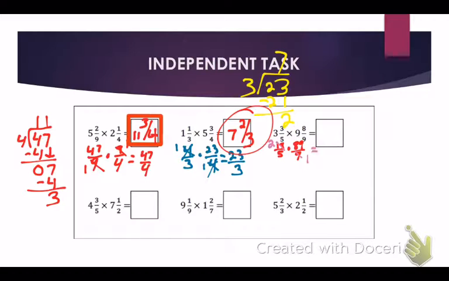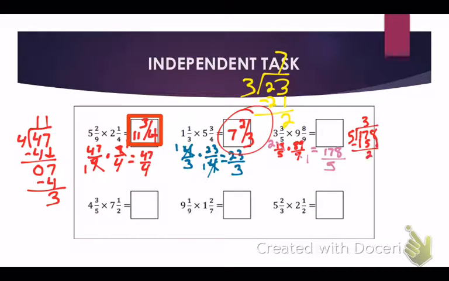89 times 2. And that gives me 178. 5 times 1 is 5. I need to go ahead and convert that improper fraction to a mixed number. I'm going to do that on the side. 178 divided by 5. 5 goes into 17. 3 times. 3 times 5 is 15.